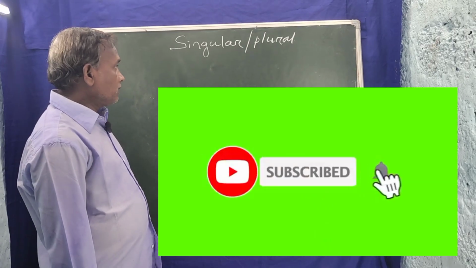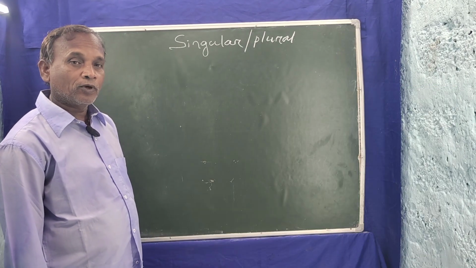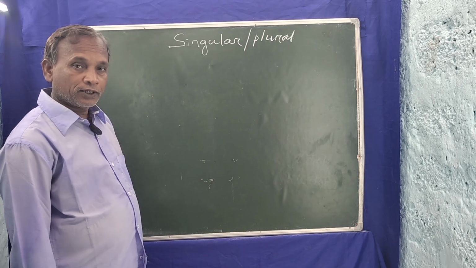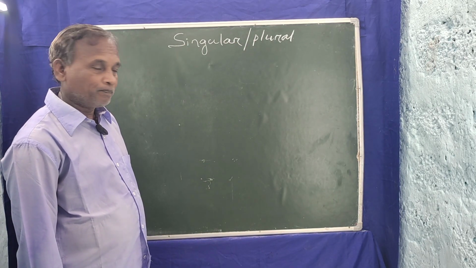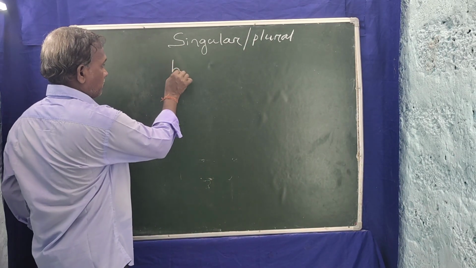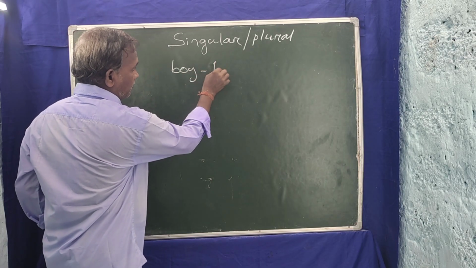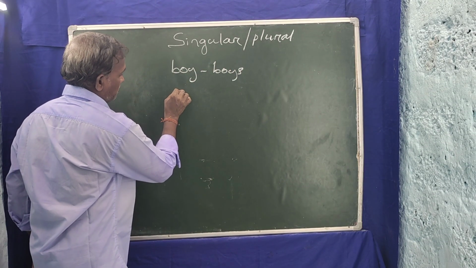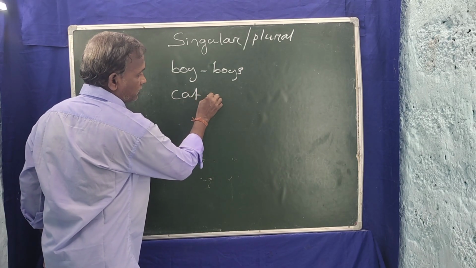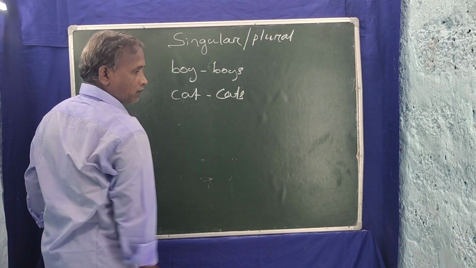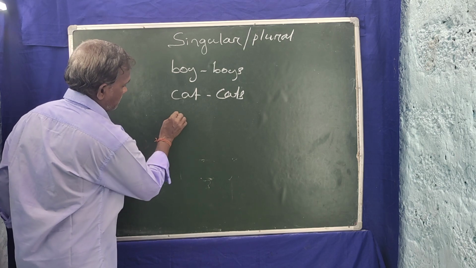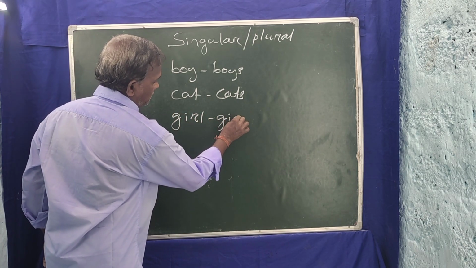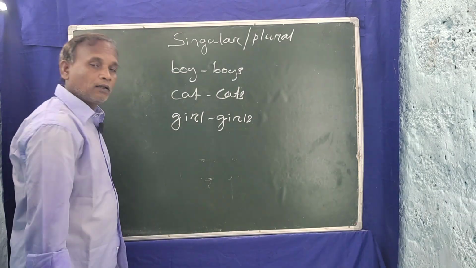Today we read about numbers, how a singular number is changed into a plural number. Boy, boys. Cat, cats. Girl, girls.